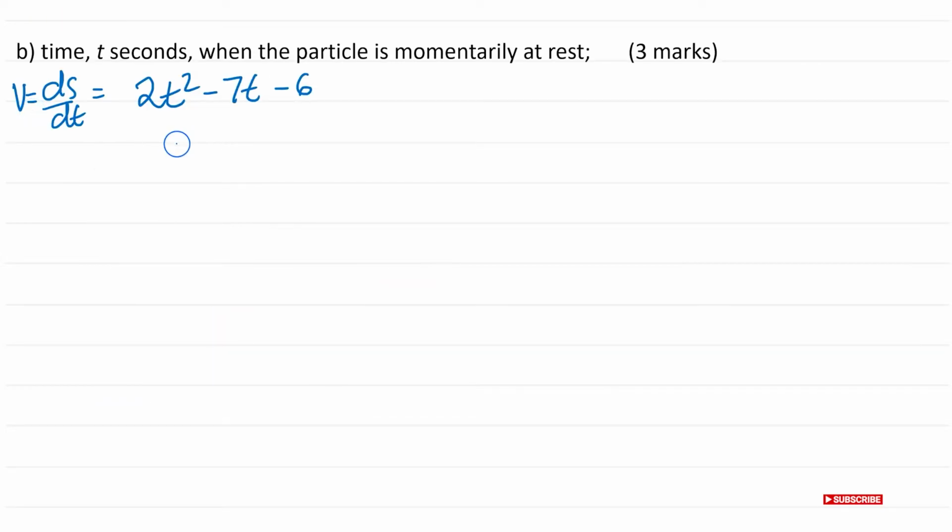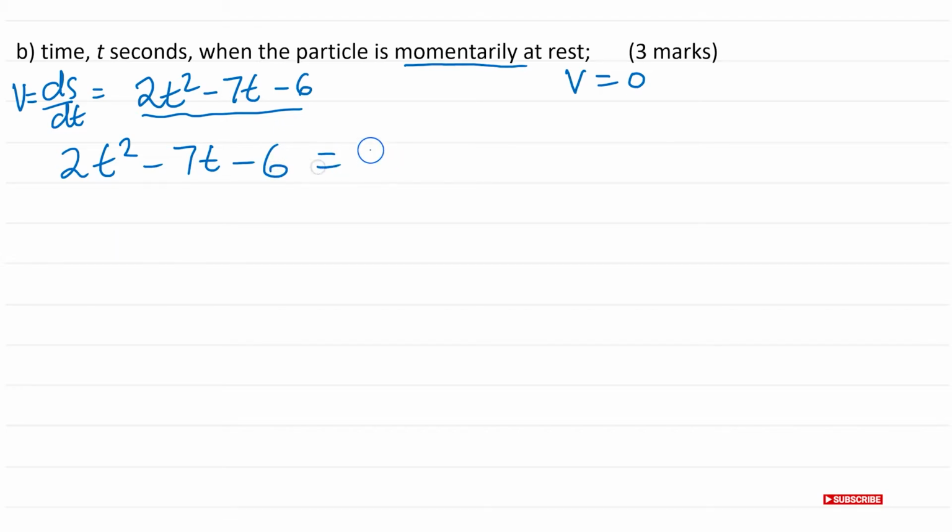Alright guys, now for part B, we are told to find the time when the particle is momentarily at rest. Alright, what does that mean? It's not moving, is it? That means velocity is equal to zero because there is no change of distance. So we're going to make this velocity function equal to zero. So I'm going to say 2t squared minus 7t minus 6 is equal to zero.